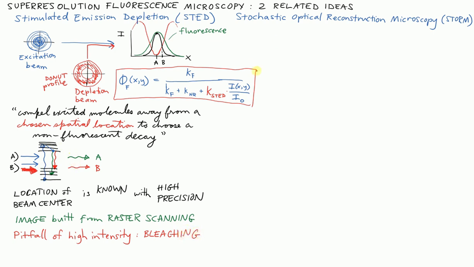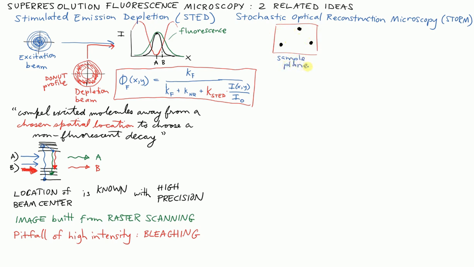All right, let's look at stochastic optical reconstruction microscopy and explore how that's different. Let's imagine a sample plane where there are 3 individual molecules that are capable of fluorescing. So I'll draw this little sample plane here. So imagine you're just looking at the sample plane.